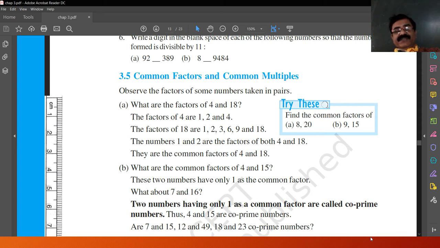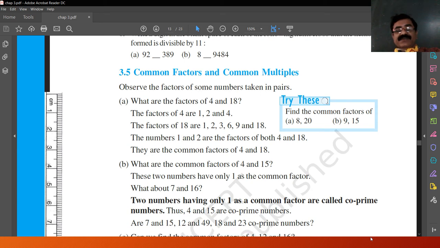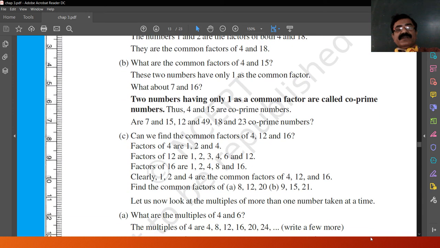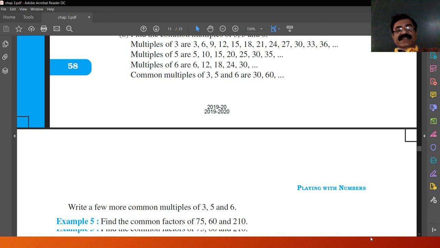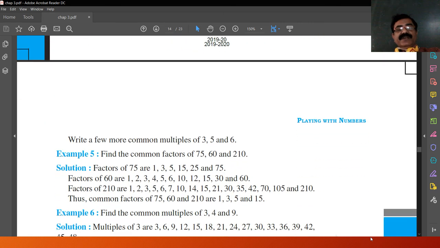And if two numbers have only one as their common factor, then they are called co-prime numbers. You can see that there are several pairs which are co-prime numbers, and we can find them by testing. You can also find the common factors of several numbers like 75, 60 and 210.